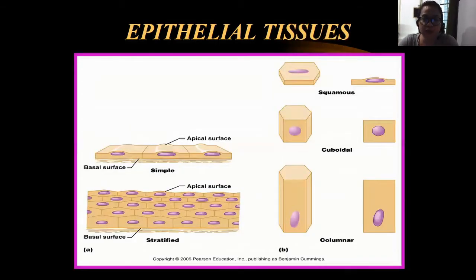These are some of the examples. In the pictures here, you can see the squamous tissue, then the cuboidal, something like a cube, and then the columnar. Then we have the simple, with the basal surface and the apical surface, and the next picture is the stratified.